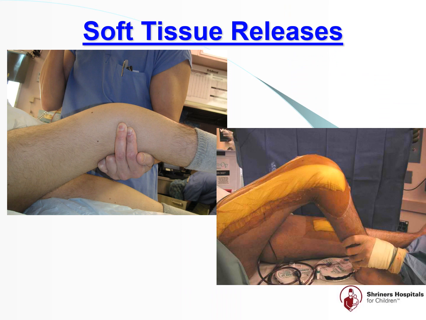In the older child, a large soft tissue release may be necessary by lifting the quadriceps muscle off the femur and lengthening it. Sometimes it is necessary to shorten the femur to increase the flexion.